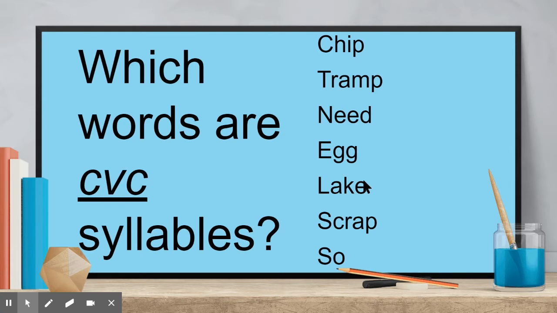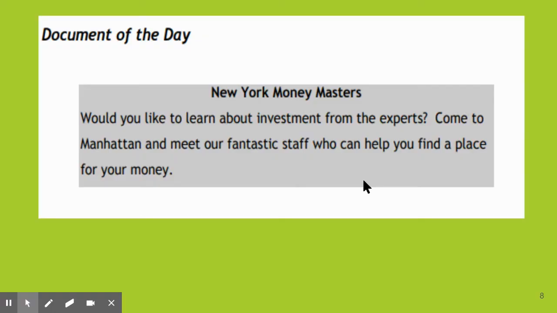So we might look at some words as a review and say, well, which ones are CVCs? Well, chimp, yes. Tramp, yes. Need, no. That's a long E, need. Egg, it's good. Lake, no. And so, no, because that's a long vowel sound, A-E-I-O-U.